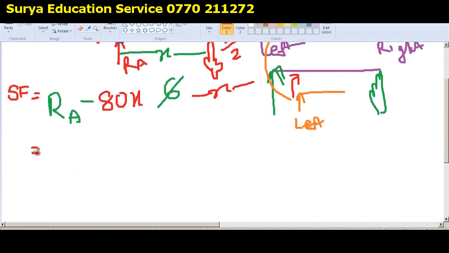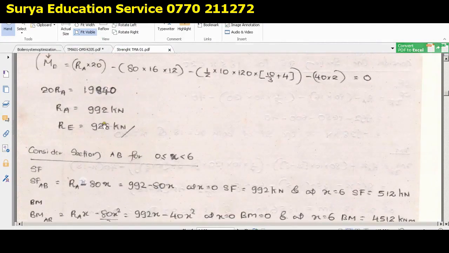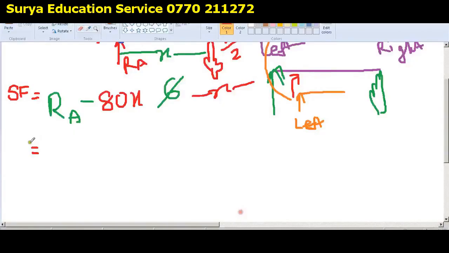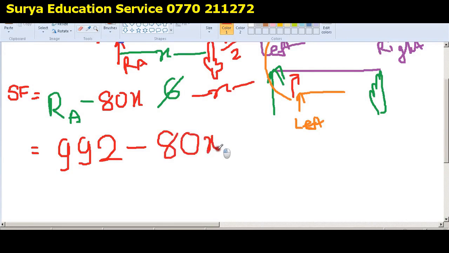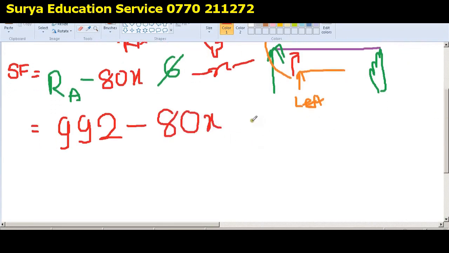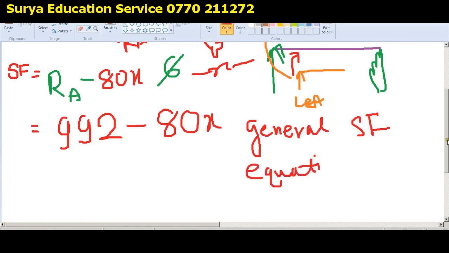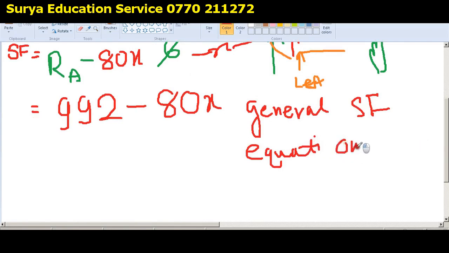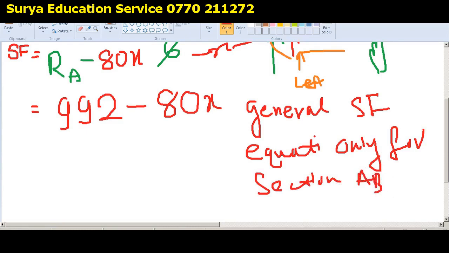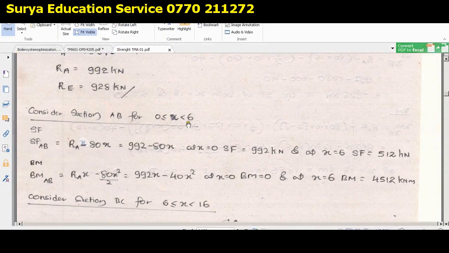And you know the value of that reaction. So what is Ra? I think Ra is 992, that we already evaluated. So shear force is 992. Guys, carefully see this, 992 minus 80x. Now that is the shear force, the general shear force equation. It is not for the whole system, only for section AB.